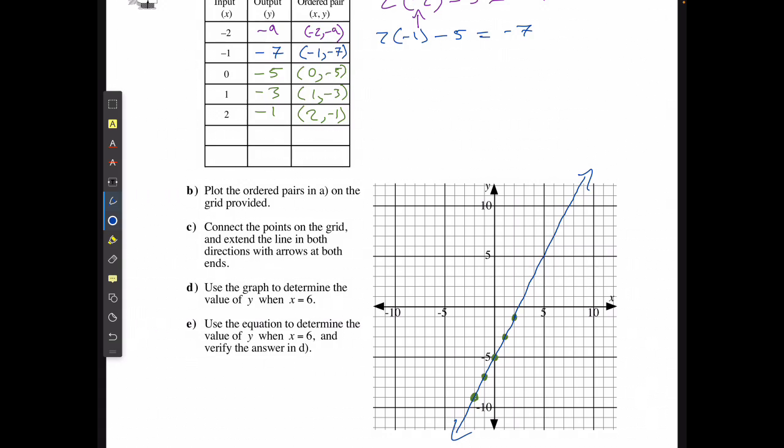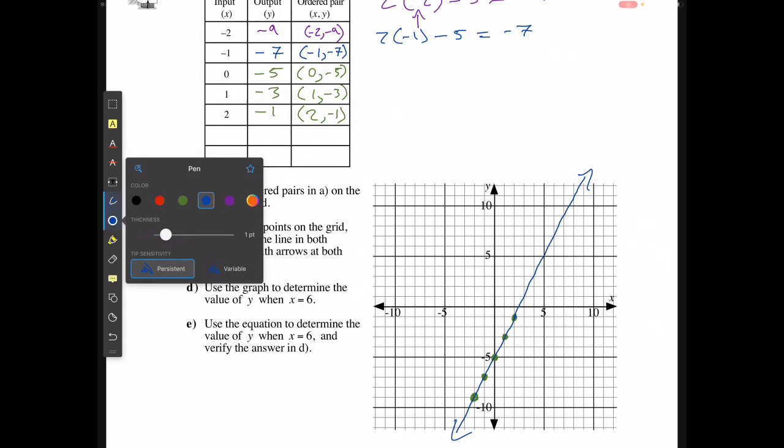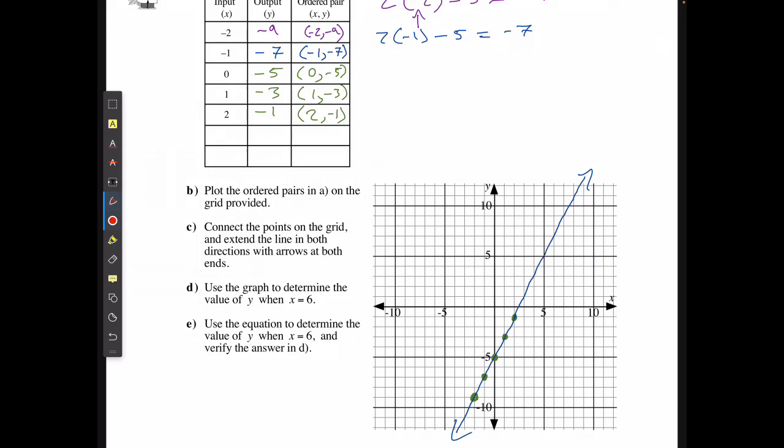If I'm using the graph to determine the value of y when x is equal to 6, well, if I connected them properly, then I'm going to go to when x is equal to 6. I'm going to go straight up from there to see where it connects. And I reach this point, which is 6 and 7.